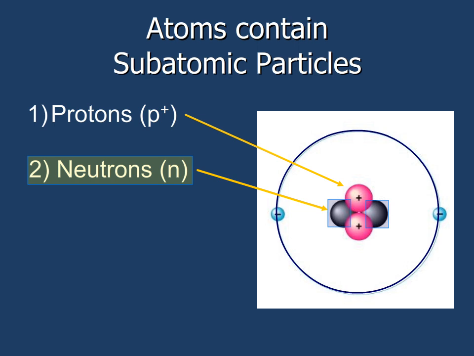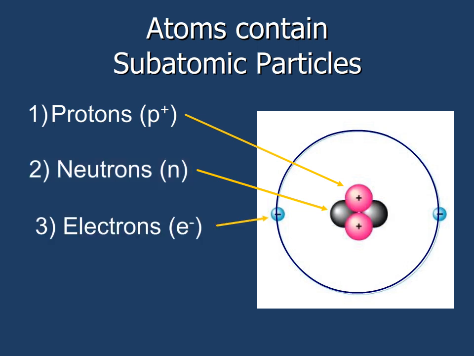Now, the final type of subatomic particle is called an electron. Electrons are not found in the nucleus, but instead they are found in electron shells that surround the nucleus. Electrons have a negative one charge, that is, they have a charge that is opposite the charge of the protons.